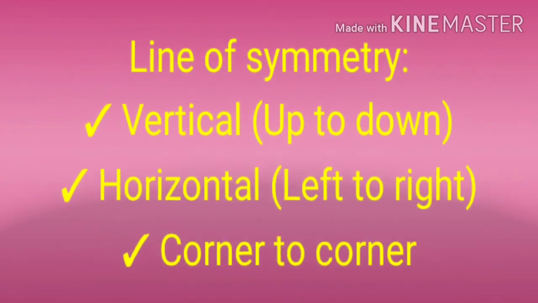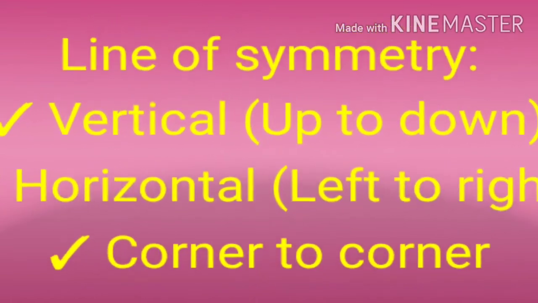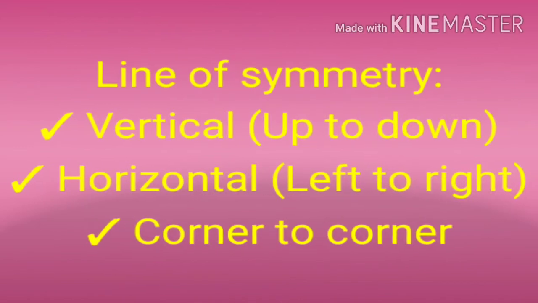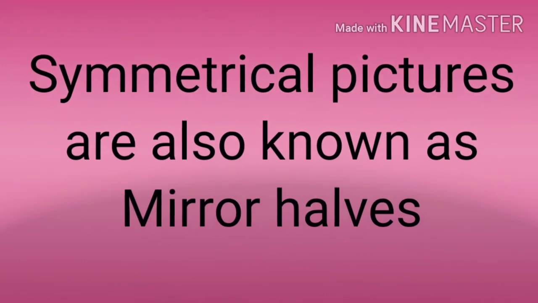It means there are different types of line of symmetry, such as vertical line of symmetry, horizontal line of symmetry, corner to corner line of symmetry, etc. Symmetrical pictures are also known as mirror halves. When we cover the half part of a notebook with the other part of the same notebook, it covers the half part exactly without remaining any part. So we can easily say that a notebook is a symmetrical object and the line of the middle part of the notebook is known as the line of symmetry.